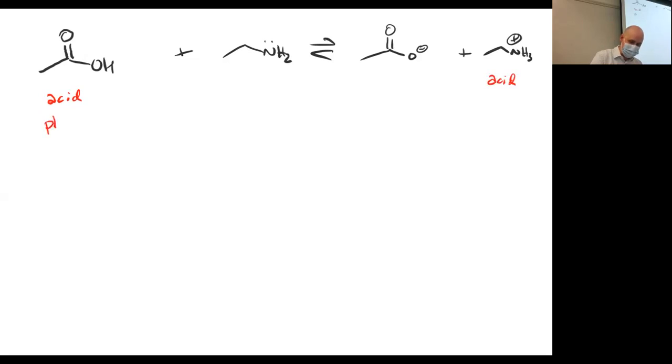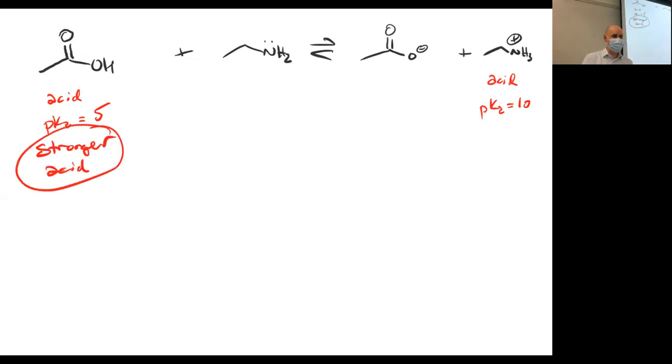The pKa of a carboxylic acid is approximately what? 5. What's the pKa of an N+? Yes. So which one is a stronger acid? Correct. So this is your stronger acid. So which way would equilibria go? Exactly, towards the products. So the equilibria prefers products by a factor of 10 to the 5th, which is about 100,000 to 1.